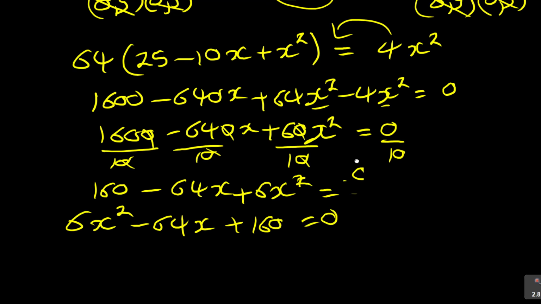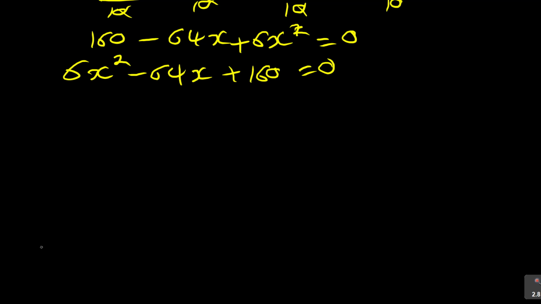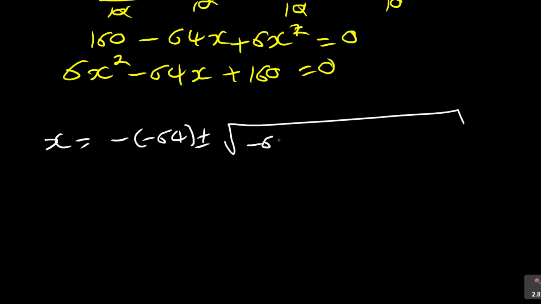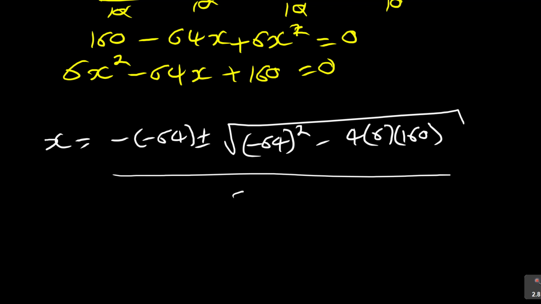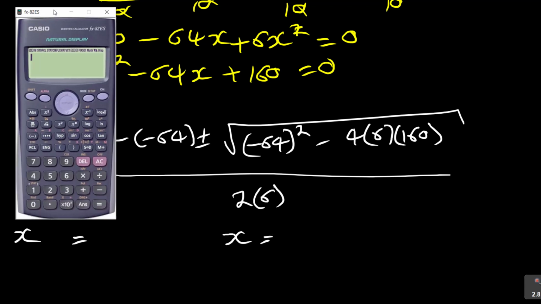But I will encourage you, go straight to the quadratic equation where you're saying x is equal to minus b, minus minus 64, plus or minus the square root of b squared, minus 64 in brackets squared, minus 4, a is 6, c is 160, all over 2a, 2 times 6. Then you get your answer quickly. You get two values of x. Let's check what the calculator will give us there.